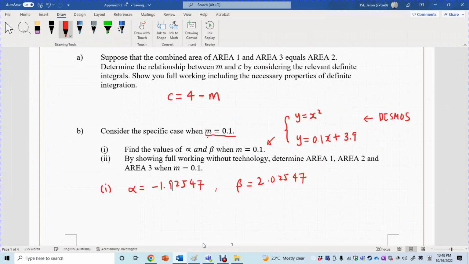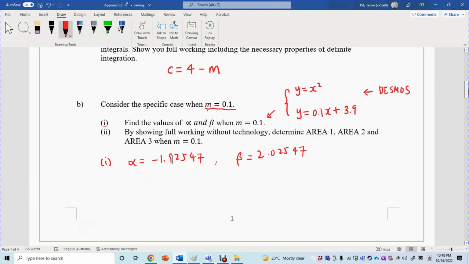Okay, so these are two values of alpha and beta. The next thing is, can we show the full working to find area 1, area 2, and area 3 without technology?